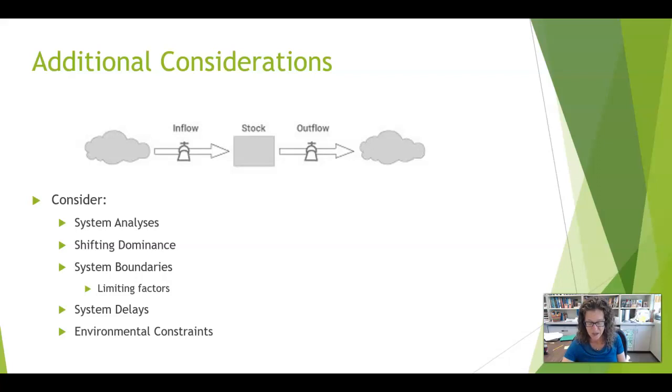Most systems cannot grow indefinitely. Most systems will be constrained by their physical environment. And those physical constraints can also shift dominance from the reinforcing loops to the balancing loops. If we allow for overfishing, then the dominating loop will be the balancing loop, not the reinforcing loop.